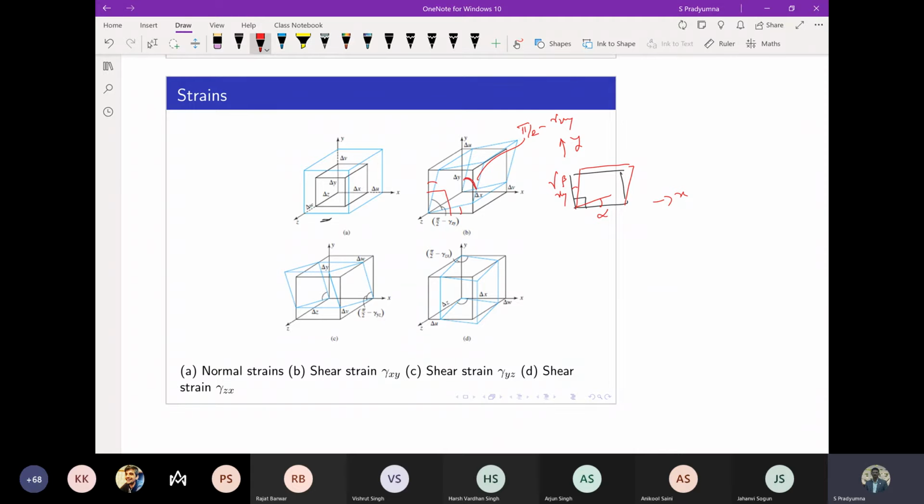The same thing can happen in the YZ plane, where I measure this angle. Earlier it was pi by 2, now it is equal to pi by 2 minus gamma YZ. Here also, all the strains are tensor quantities. If you change the plane, the strain component will also change. Shear strain can also be written in the XZ plane as well. So these are the different components.